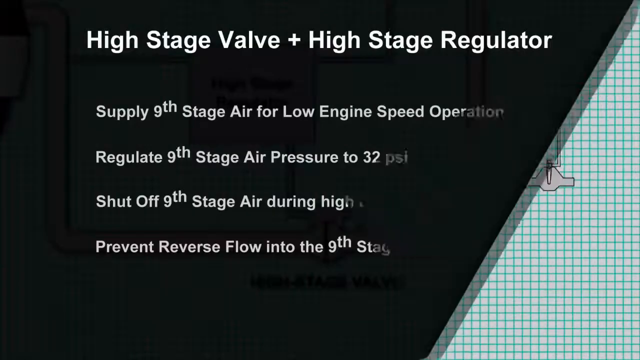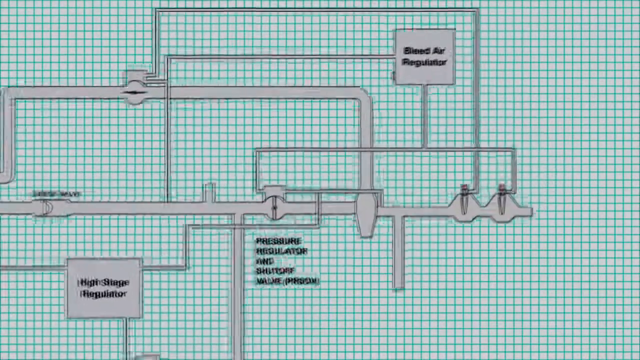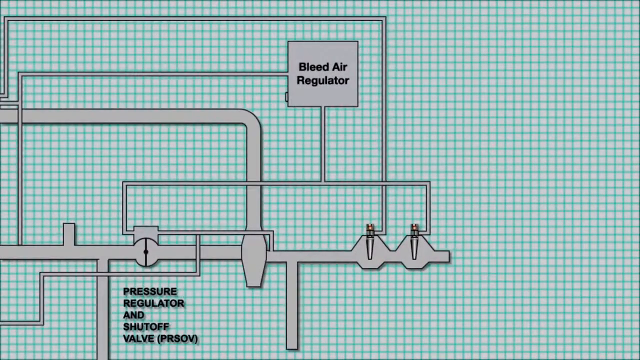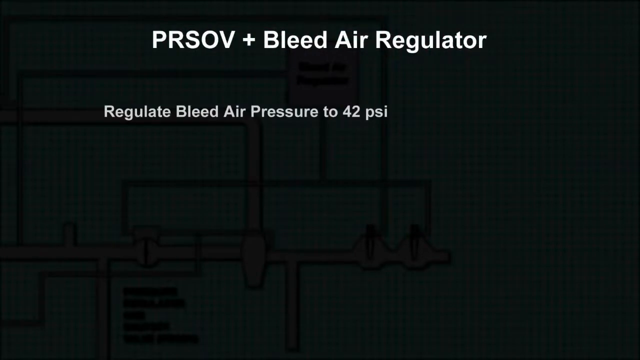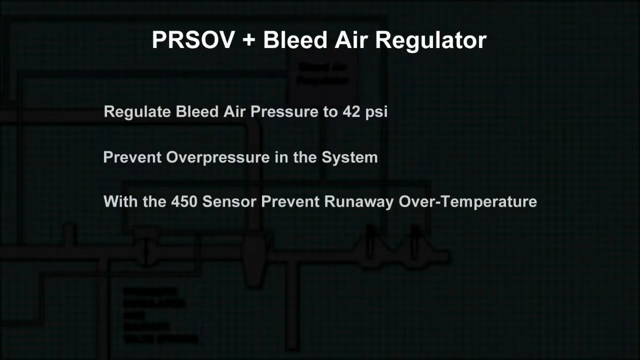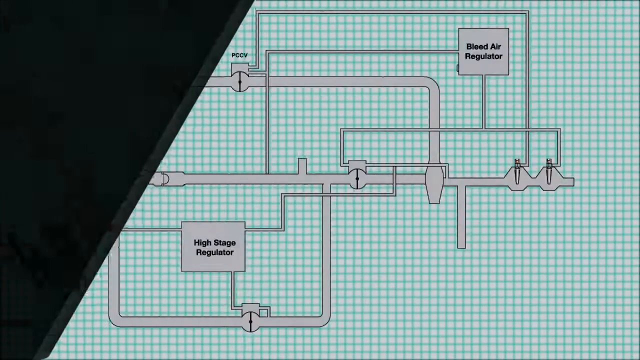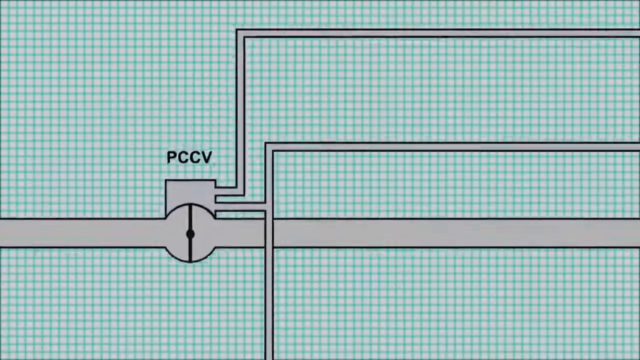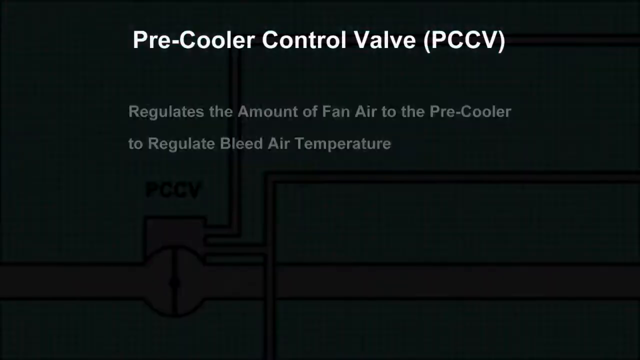Bleed air pressure is controlled by the pressure regulating and shutoff valve, or PRSOV, and the PRSOV is controlled by the bleed air regulator. Together they regulate bleed air pressure to 42 psi, prevent overpressure in the system, and in concert with a 450 sensor, prevent runaway over temperature. The pre-cooler control valve, or PCCV, regulates the amount of fan air to the pre-cooler to regulate bleed air temperature.